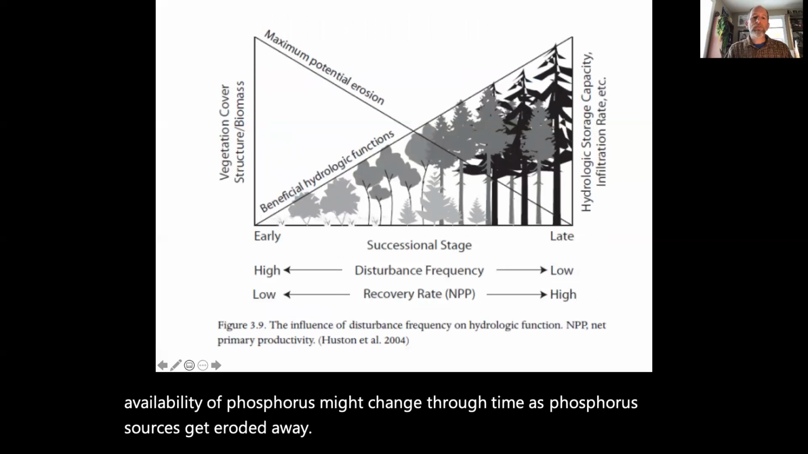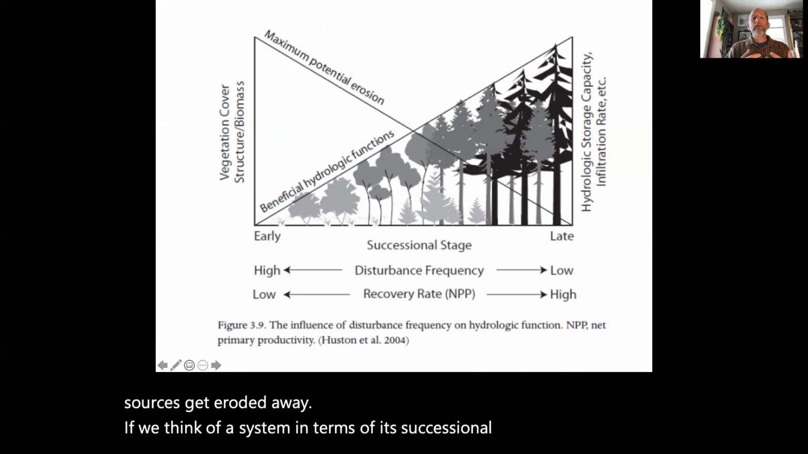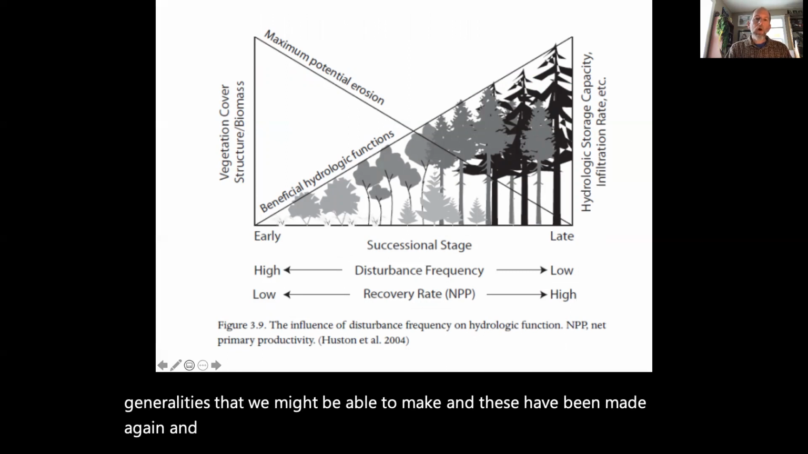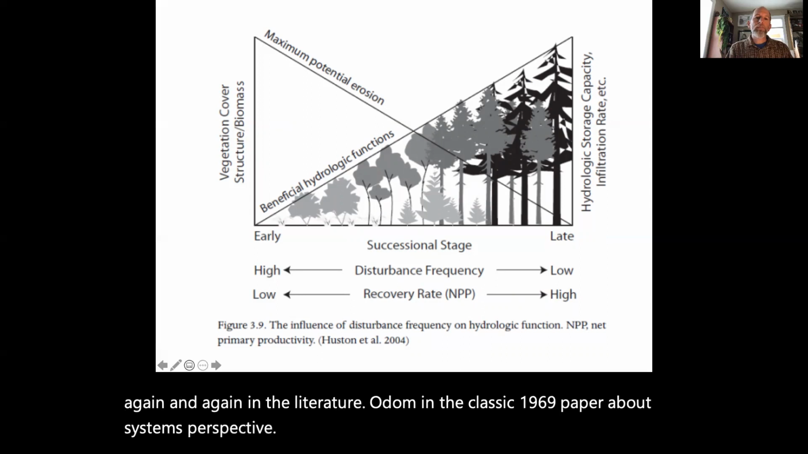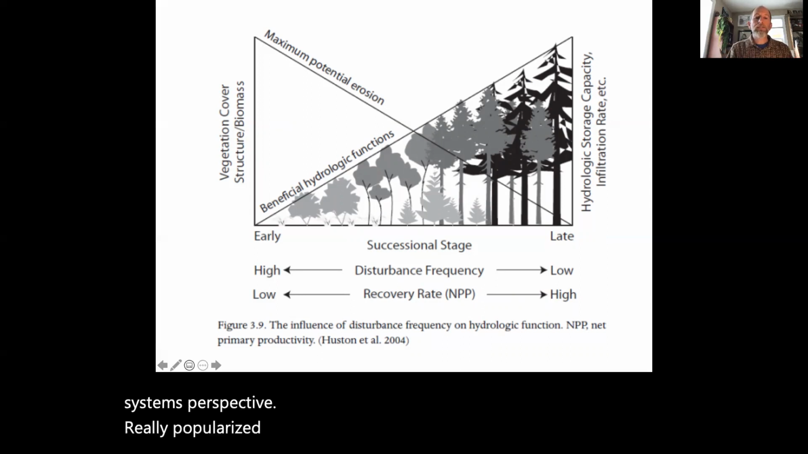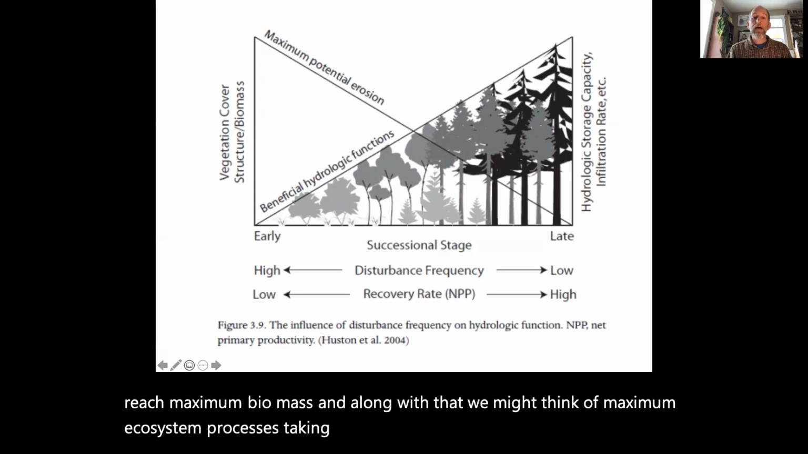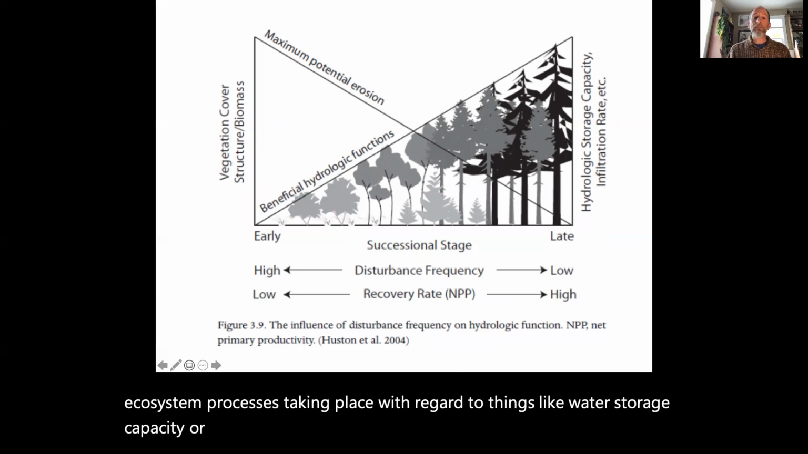If we think of a system in terms of its successional stage, there are some generalities that we might be able to make, and these have been made again and again in the literature. Odum, in the classic 1969 paper about a systems perspective, really popularized the notion that as forest systems get older, they reach maximum biomass. And along with that, we might think of maximum ecosystem processes taking place with regard to things like water storage capacity, or the amount to which a system changes infiltration.